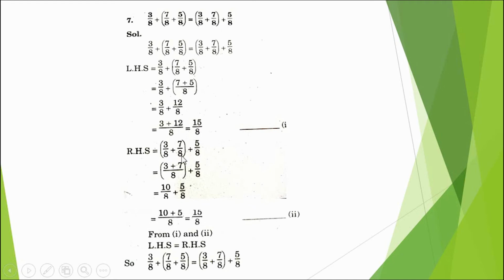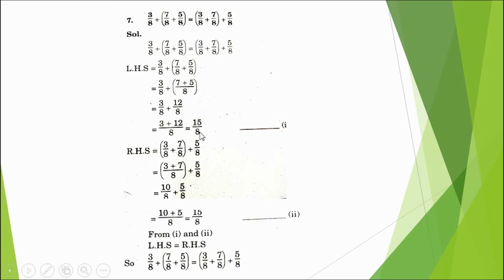Now right hand side: 3 over 8 plus 7 over 8 plus 5 over 8. Now we take these values as the right hand side. First of all we solve the round bracket. The denominators are the same, 8, we write one time. 3 comes as it is plus 7 comes as it is. When we add these two values, the answer will be 10, and 8 comes as it is.